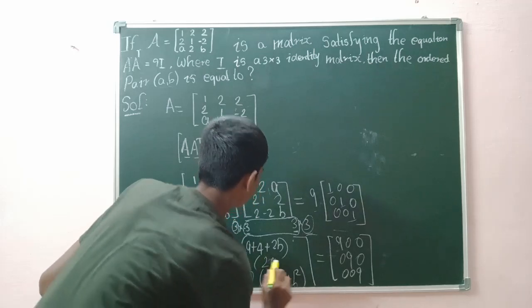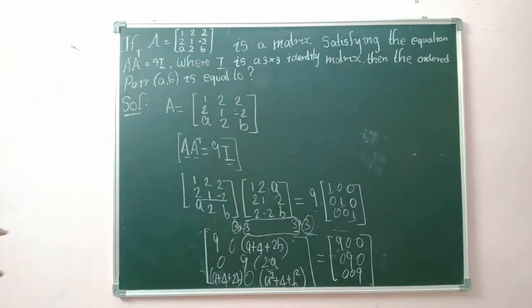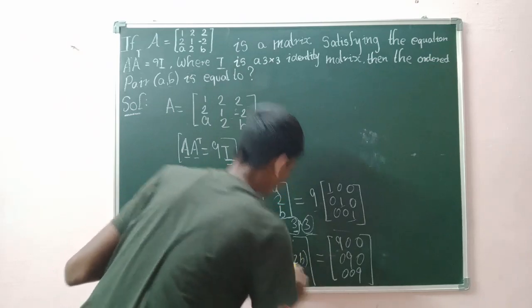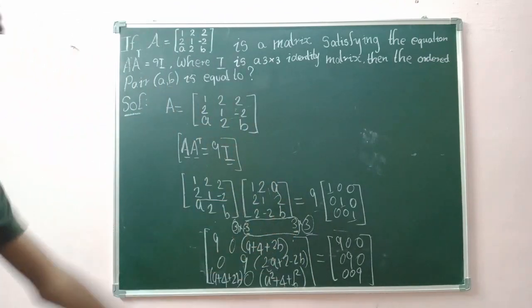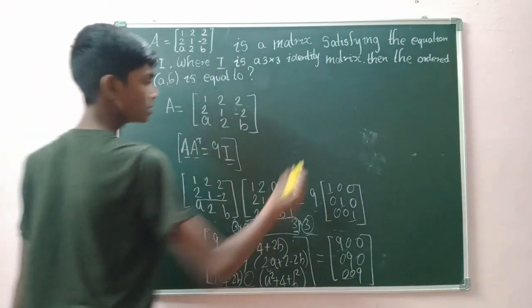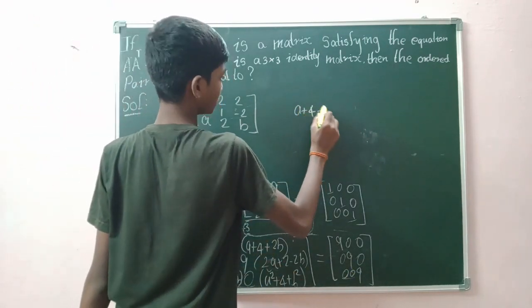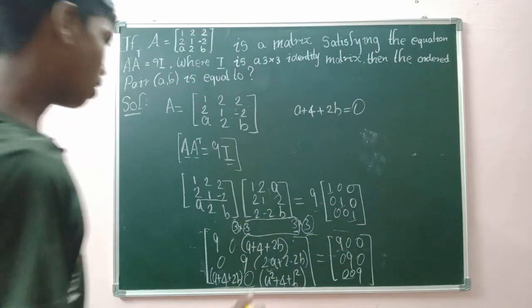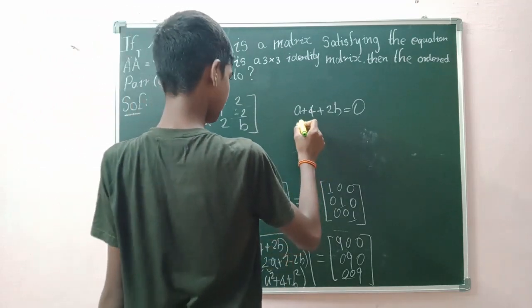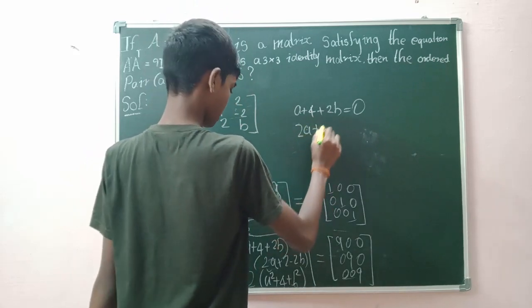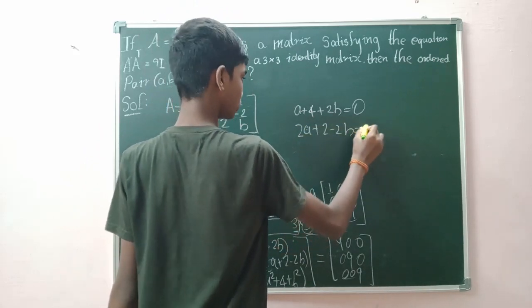2A, then plus 2 minus 2B. Correct. Plus 2 minus 2B. That is what you will be getting here. So now use the equality. From this you will get this element as 0. So A plus 4 plus 2B is equal to 0, as well as 2A plus 2 minus 2B is equal to 0.